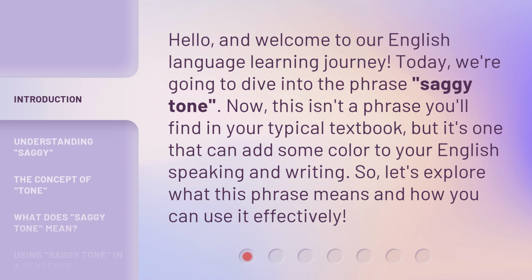Today, we're going to dive into the phrase, saggy tone. Now, this isn't a phrase you'll find in your typical textbook, but it's one that can add some color to your English speaking and writing. So, let's explore what this phrase means and how you can use it effectively.